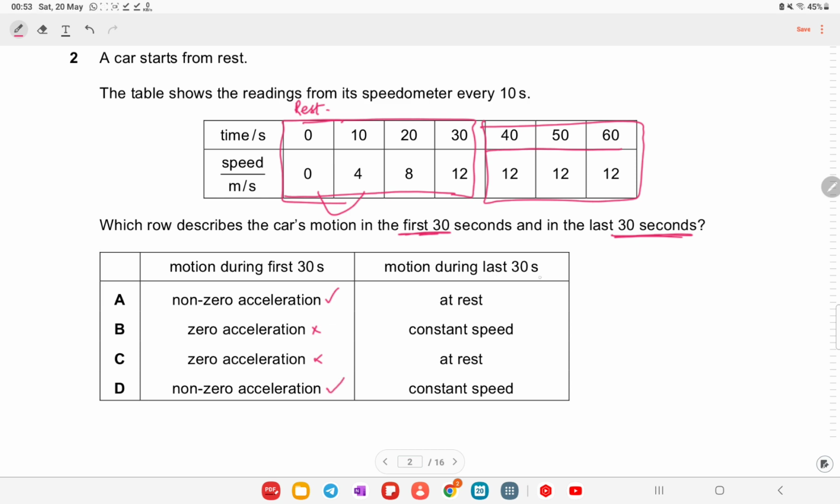In the motion during the last 30 seconds, it has a constant speed, so this is not possible. So option D is going to be the right answer, because if it was 0 0 0, then this was the right answer, but in this case the speed is constant, so D is going to be the right answer.